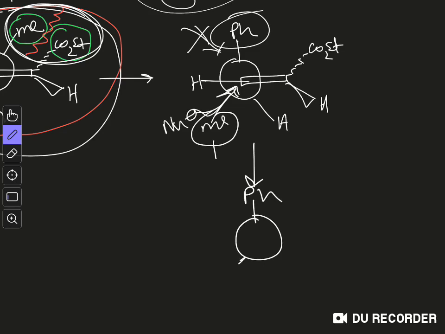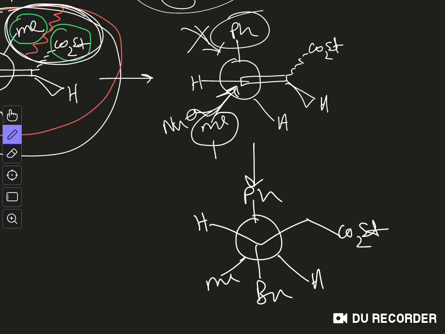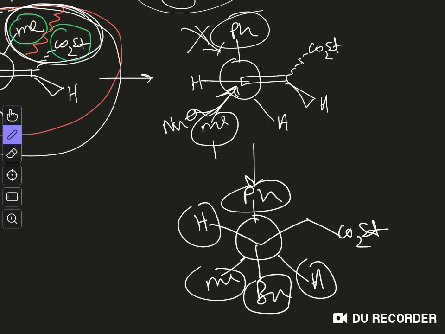So phenyl, here we have methyl, here we have hydrogen, and here we have this hydrogen, we have this butyl group, and we have this large CO2 group. Now you can see this phenyl and this butyl, these groups are anti to one another. This hydrogen and this hydrogen are anti to one another, and this methyl and these are anti to one another.